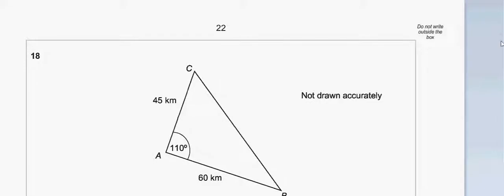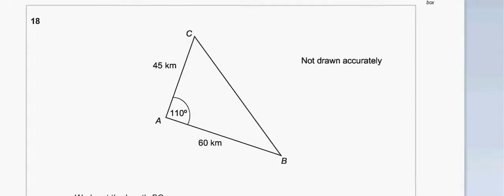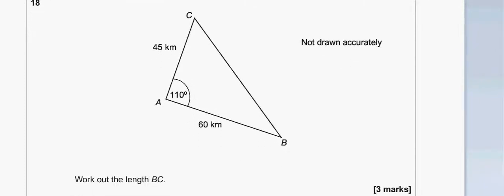Okay, so we've got question 18 here, and it says work out the length of BC. So we've got to work out this distance here. It's not a right angle triangle, so we can't use the traditional SOH CAH TOA method, and we don't have matched pairs. For example, this side here hasn't got an angle here, this side here hasn't got an angle here, so we don't have matched pairs.